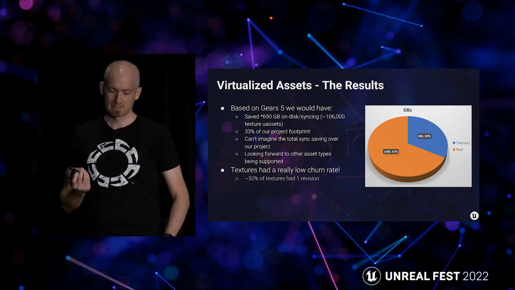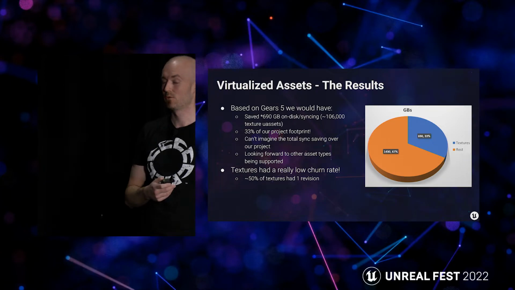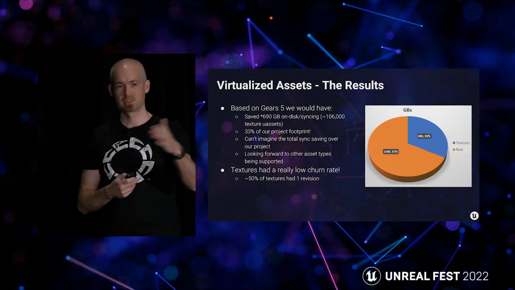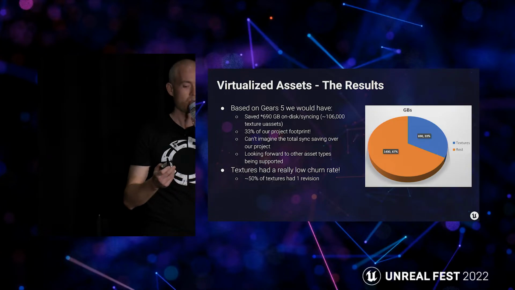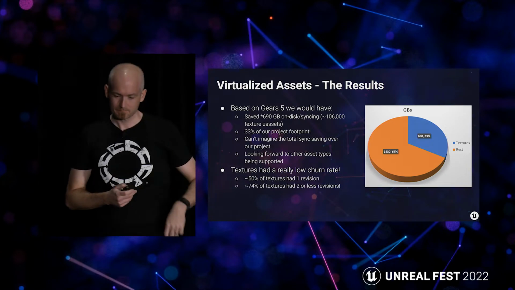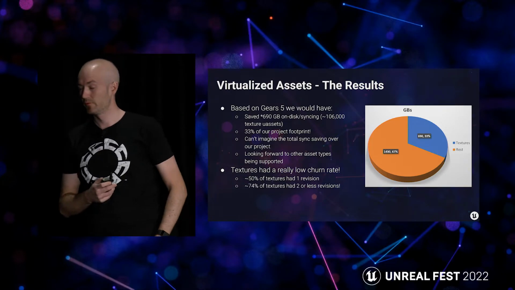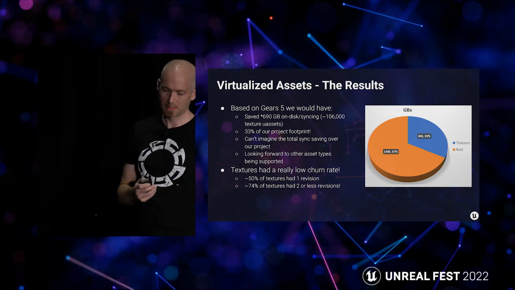And then just one last piece of information, we found that textures are super low churn for our project. About 50% of our textures only ever had one revision. So imagine you're syncing this all the time, but they never change. And then 74% of our textures only had like 2 revisions. So again, super low churn rate, a lot of savings there to be had.